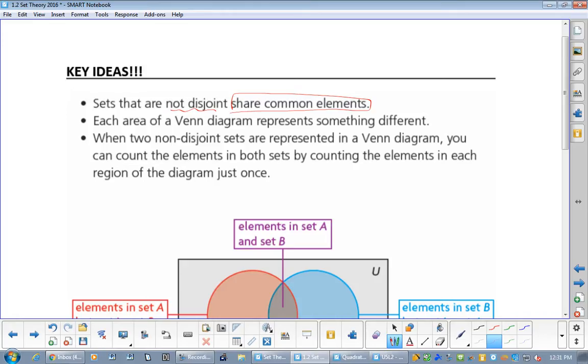Okay, now each area of a Venn diagram represents something different. I know that's kind of a useless sentence, but do with what you want. When two non-disjoint sets, that's just weird, two joint sets might be better. Joint? When two joint sets, that's what that would mean, right? That's your double negative, so they kind of kill each other. So when two joint sets are represented in a diagram, you can count the elements in both sets by counting each region of the diagram once. Okay, and we'll talk more about that.